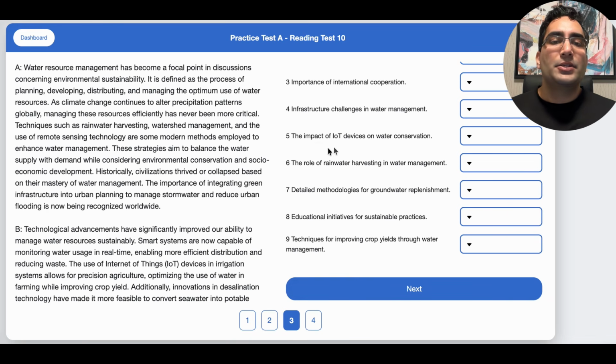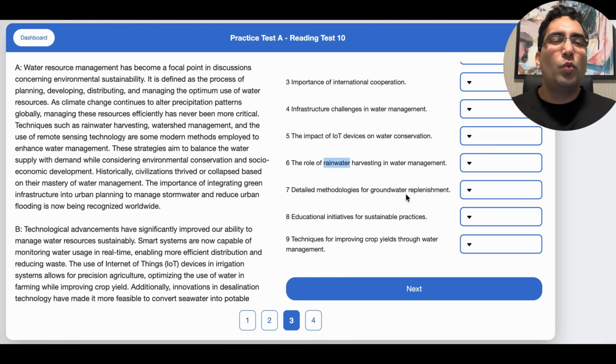Let's read them. So now I got to see the impact of IoT devices. It's going to be easy. It's not going to be paraphrased most likely. The role of rainwater in harvesting water management. So rainwater is a keyword. They would have to say water, rainwater. They won't say water falling from the sky, right? They can paraphrase that. Detailed methodologies for groundwater replenishment.